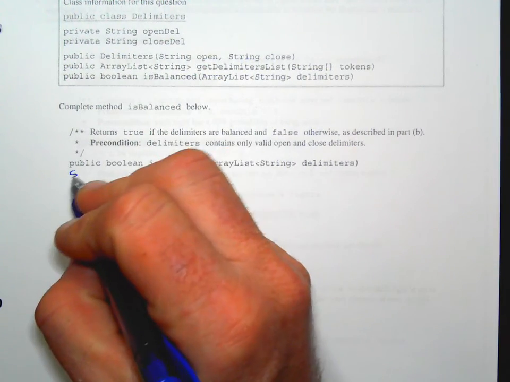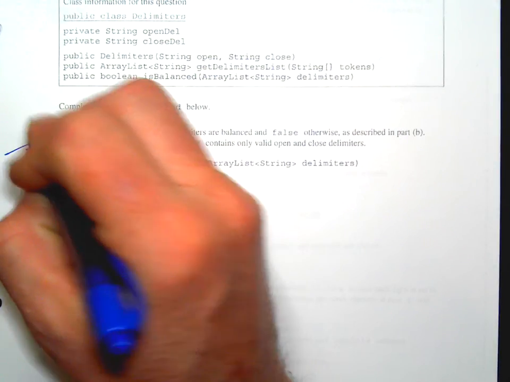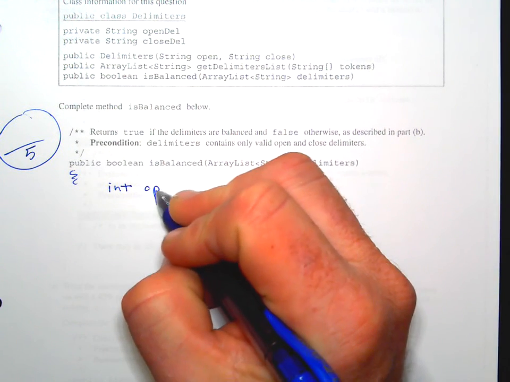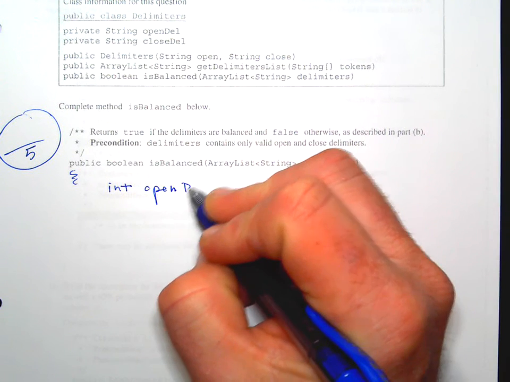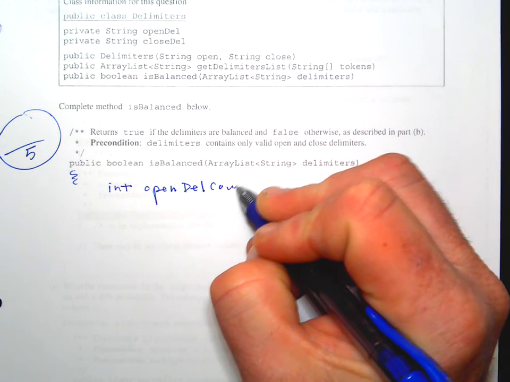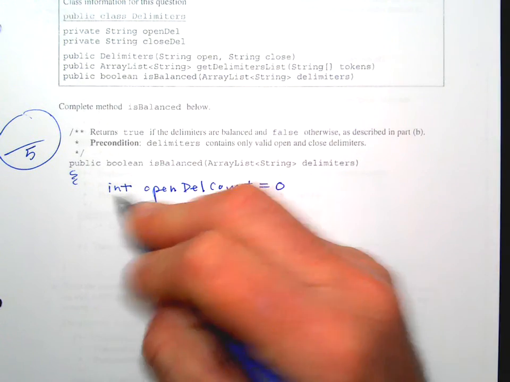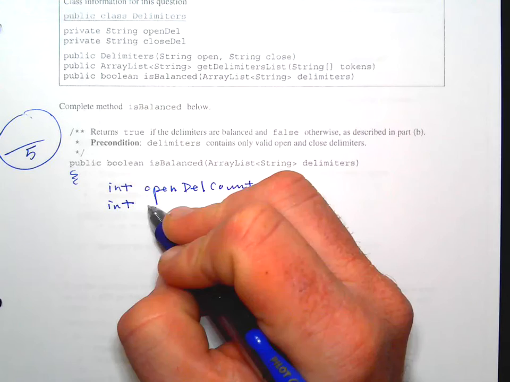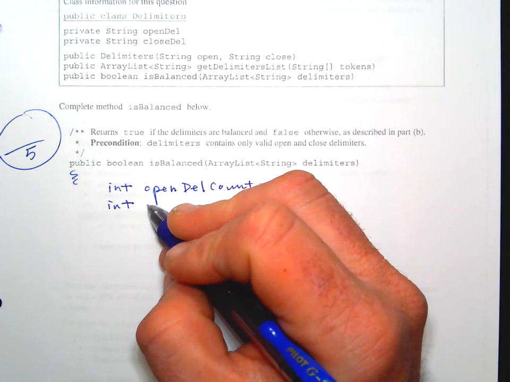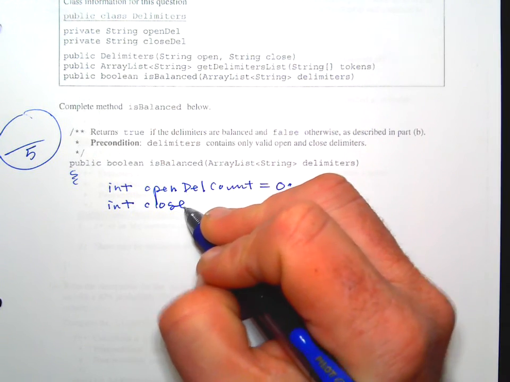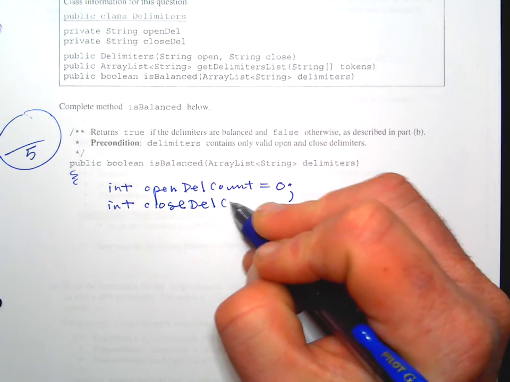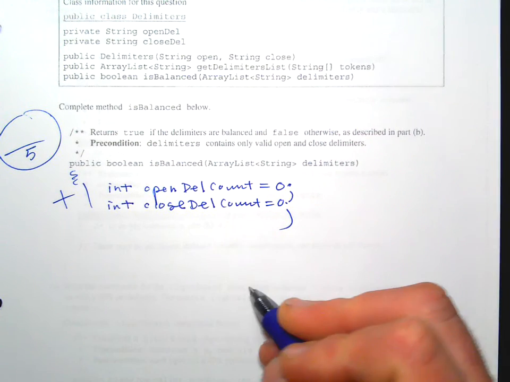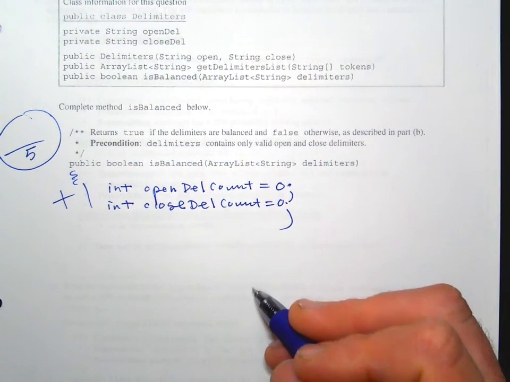So this is going to be worth 5 points. We need a couple things to keep count in the most simple way. I'm going to call it open delimiter count, and we need to declare and initialize them. These are local variables. Shouldn't be putting private or public in front. These are just variables within a method. Close delimiter count. So that's a point for creating accumulators and initializing them.